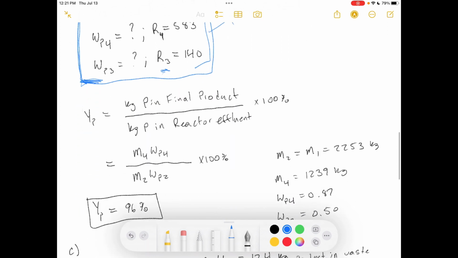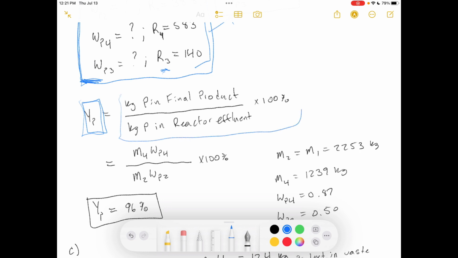Then it says to calculate the mass fractions of P in all 3 streams, then calculate the percentage yield of the purification process. That's what this YP is. That is the percentage yield. And this is the equation they give us for the percentage yield.